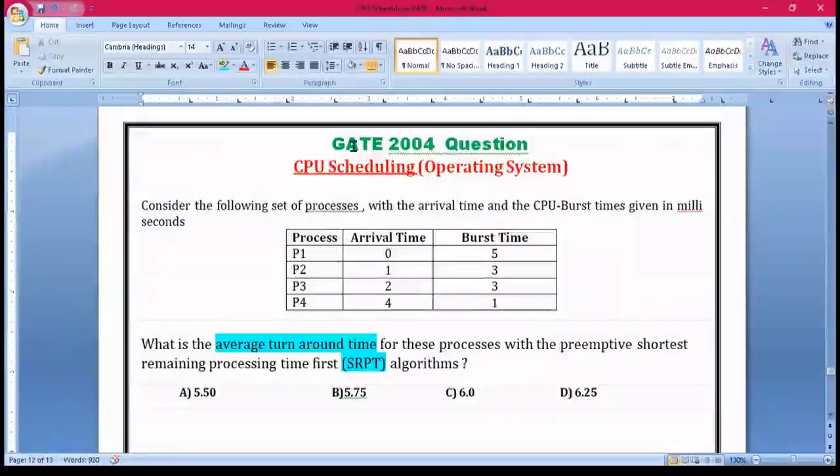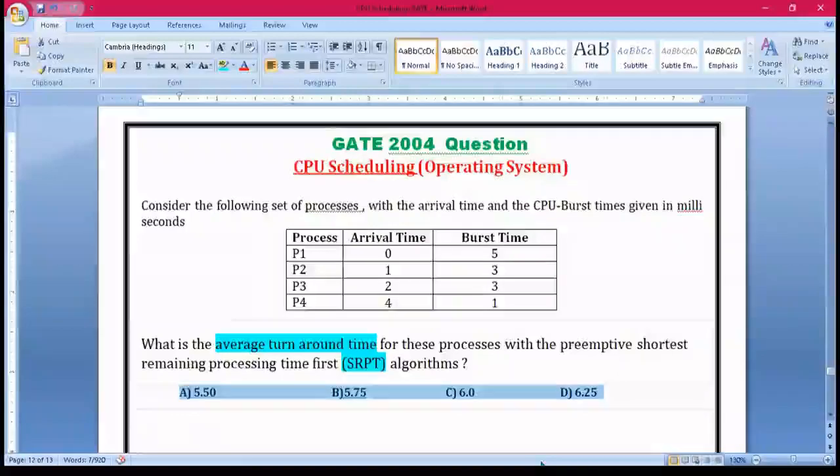Hello everyone. Let's solve a previous year GATE 2004 question based on CPU scheduling. Here we are given four processes P1, P2, P3, P4 along with their arrival time and burst time. What we need to find out is the average turnaround time when we apply SRPT, that is preemptive shortest remaining process time first. And these are the four options out of which one will be correct.